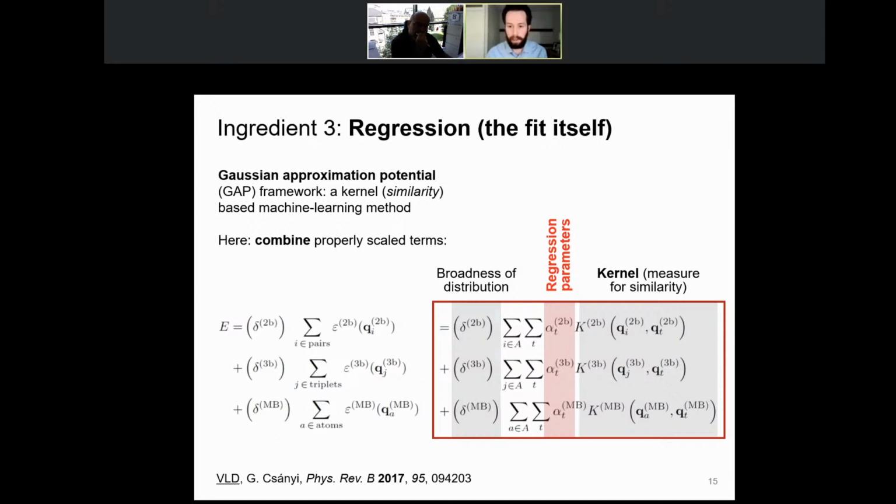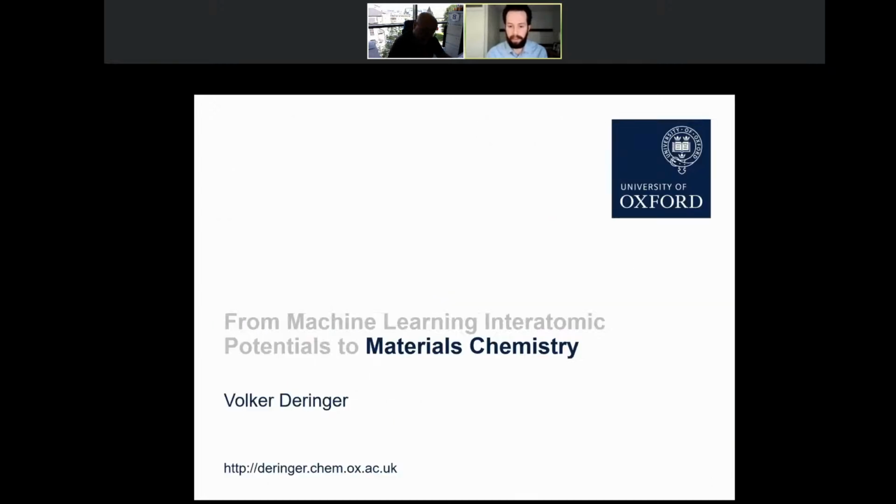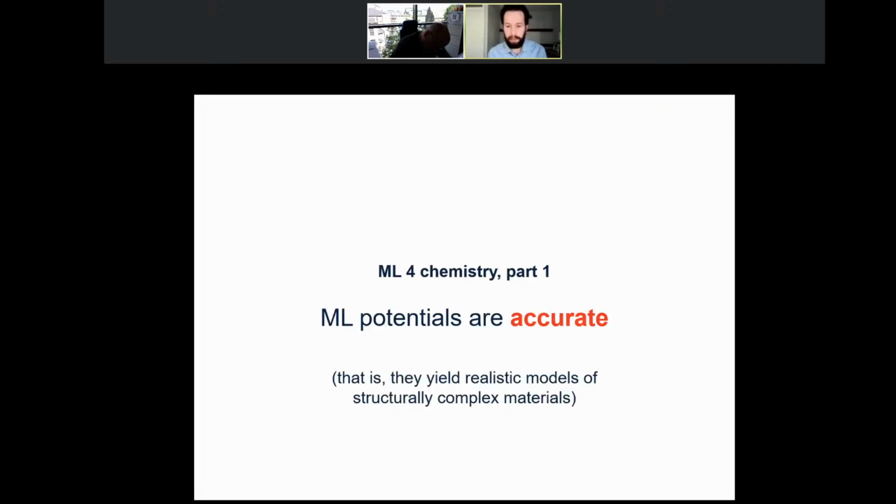All right, so what I really want to focus on here is the question, how can we use these methods to solve problems in materials chemistry? Picking up from the title of the series, I say, okay, what about ML for chemistry? What can you do for my own research? And I want to basically make three statements that I want to support with data.